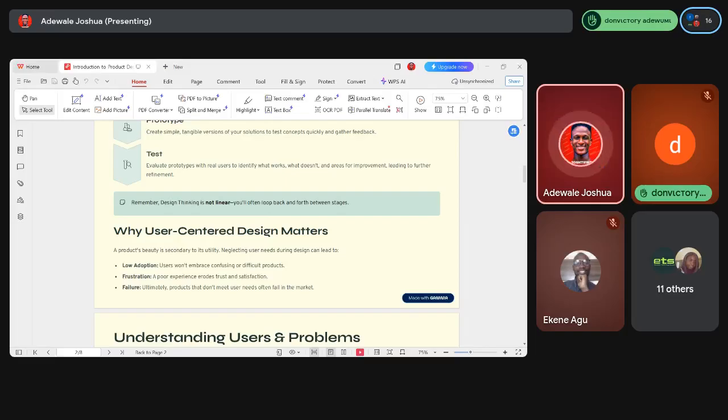So remember, design thinking is not linear. You often look back and forth between stages. Yes, it's not a one-way thing. You look for possible ways, you look for solutions from different angles, you go back and forth, you start from the beginning again, you revisit your research over time. And this is the only thing that can help you stand out as a good designer.